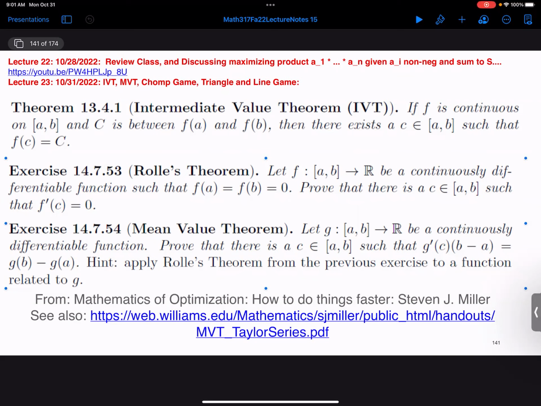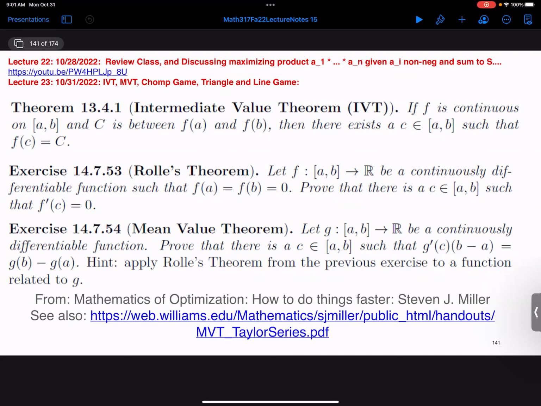In this class, have we done the intermediate and the mean value theorems? I know I did them in problem solving. I don't think I've done them in this class yet. These are, to some extent, the obvious theorems from calculus. These are big results, and they are extremely obvious when you think about it and you think about the conditions.